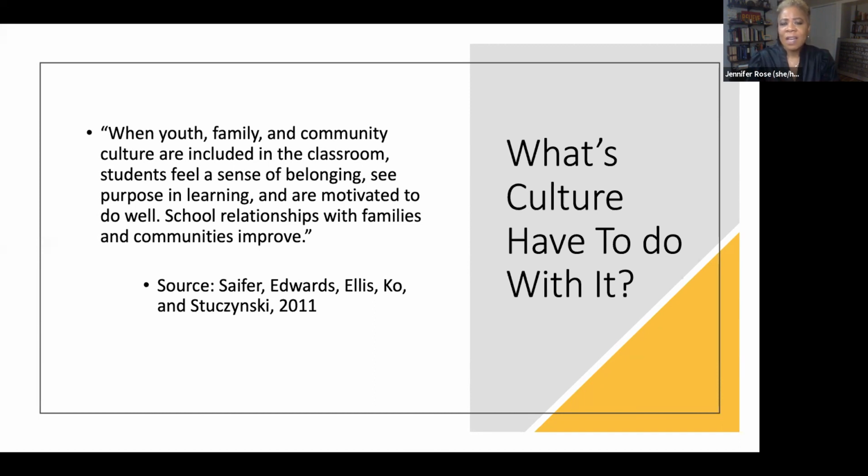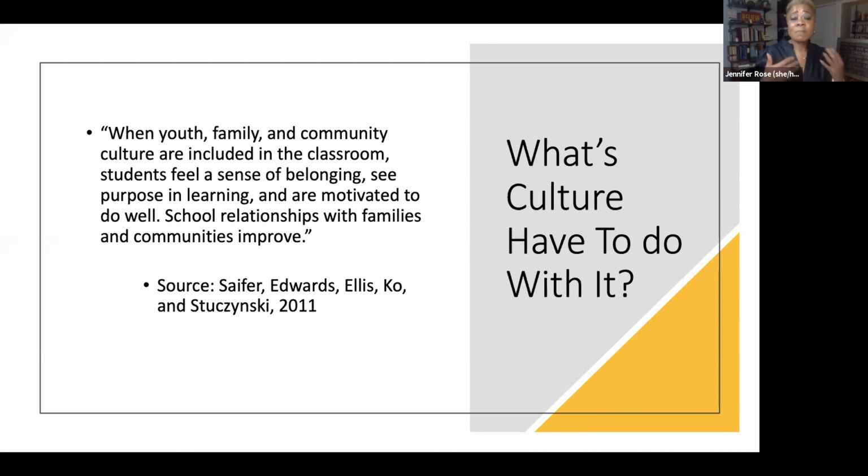So what does culture have to do with families and schools? Well, oftentimes when I'm facilitating a group or a workshop, people will ask the question, well, we just can't get parent involvement. We just can't get parents to get involved. And the thing about it is that parents are always involved. The question is, are they being involved the way that schools associate parent involvement?